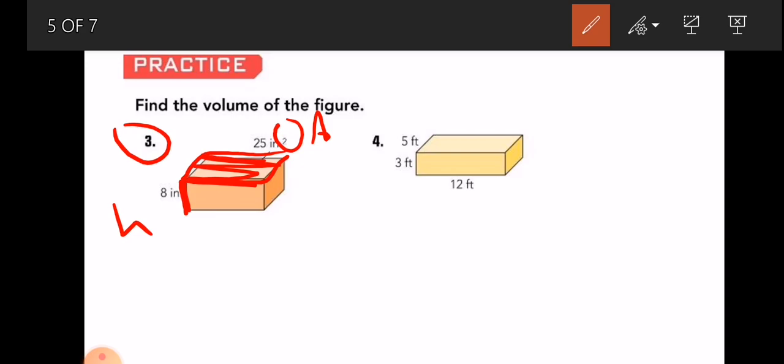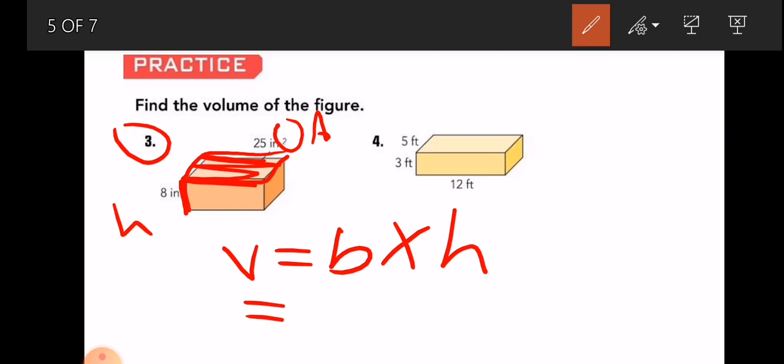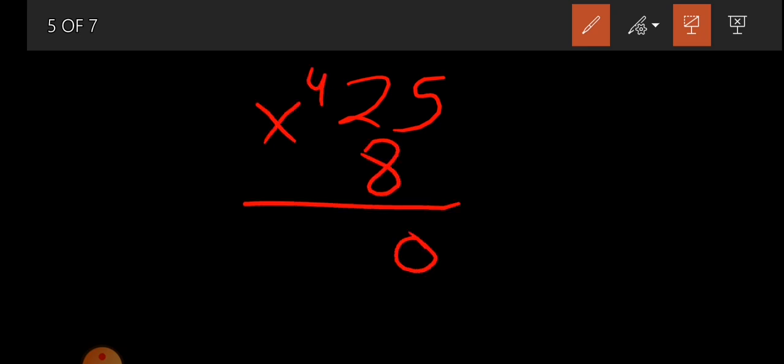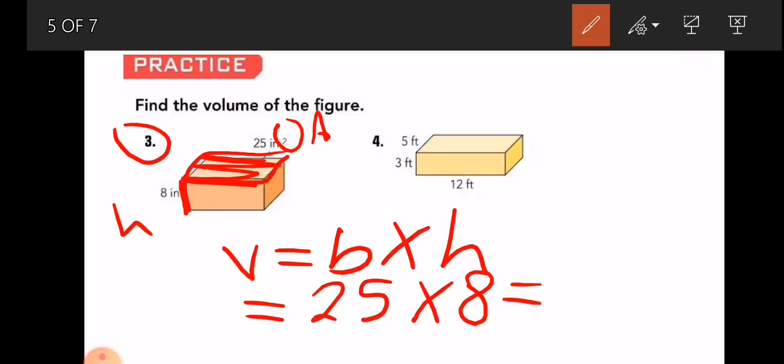Okay, so I will use which formula? V equals B multiplied by H. The base or the top is what? 25 squared. Here it is. Multiply by H, which is 8. So 25 multiplied by 8. 5 times 8 is 40, 2 times 8 is 16, and 4 is 20. So it's 200. 200 what? Here inch. So 200 inch cubed, because this is a unit for a volume, and so on.